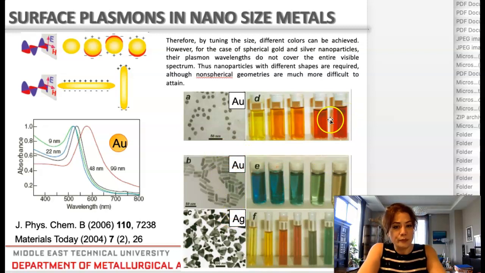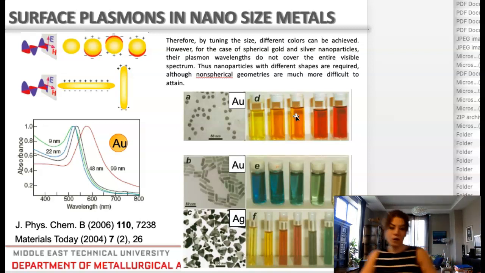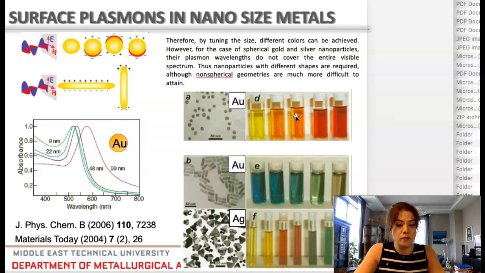But how is that possible? The surface plasmon effect that I mentioned, the sea of electrons at the surface of a metal and that reflection principle, takes a different form when we go to nano size. Since the beginning of this term, we've been seeing the properties of materials, but mostly in bulk sizes. We did not really discuss much about what happens at smaller sizes, except in the electrical properties section.